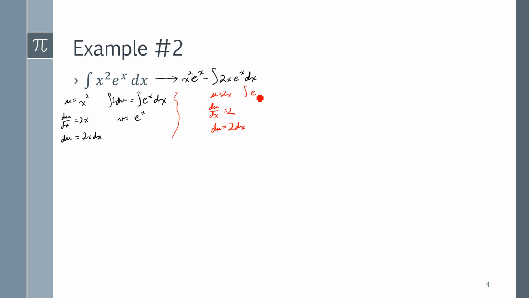Everything else is dv. Take the integral to get rid of the derivative. So I have v is equal to e to the x again. So the x squared e to the x is still there. I have minus, then I need to remember I'm subtracting everything I'm doing here. The new u times the new v minus the integral of v du. So I still have an integral left, but it's now one I can do.